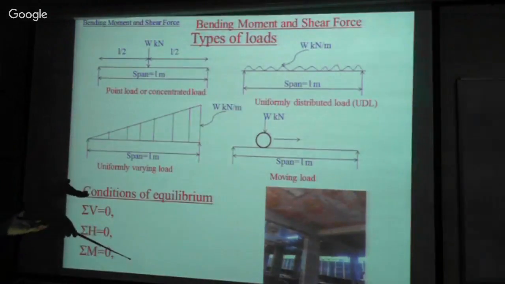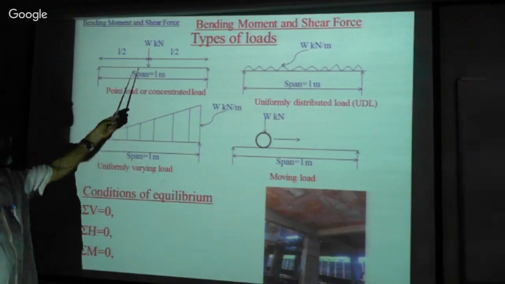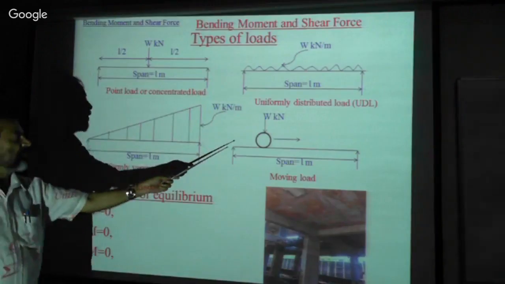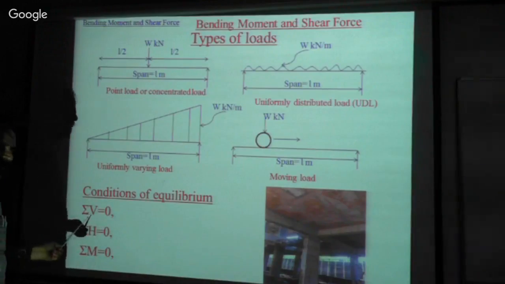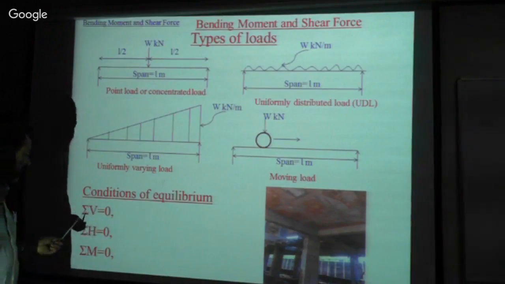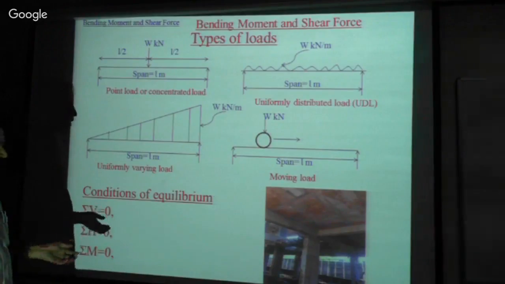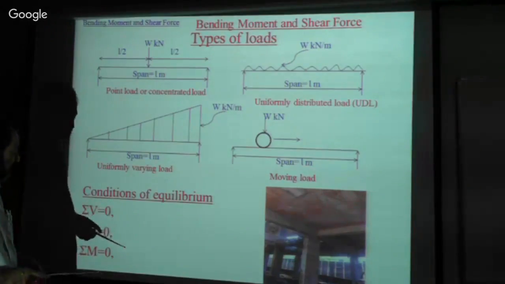And also we have discussed a number of times about the types of loading, that is simple point load, uniformly distributed load, varying load and moving load. And also the most important thing, the conditions of equilibrium. Sigma V is equal to 0: the algebraic sum of all the vertical forces must be equal to 0 in a system, and the algebraic sum of all the horizontal forces must be equal to 0, and the algebraic sum of all the moments in the loaded beam is equal to 0.